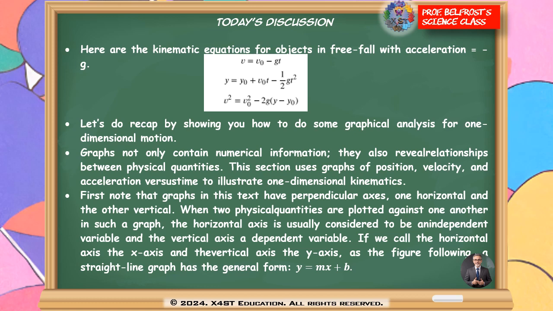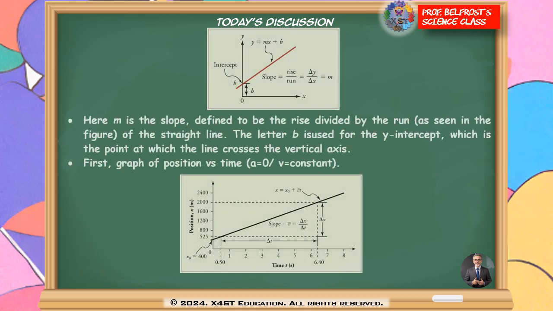So if we have two physical quantities plotted against one another, then most of the time, the horizontal axis shows the independent variable, and the vertical axis shows the dependent variable. If I have a straight line graph, it will be expressed in a general form, which is y equals mx plus b. I know that you have got it in a mathematics class, so actually, this is very basic. m represents the slope or the gradient, and b is for the y-intercept, and we are done actually.